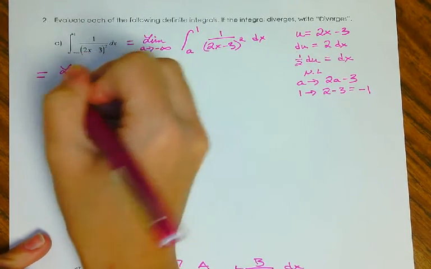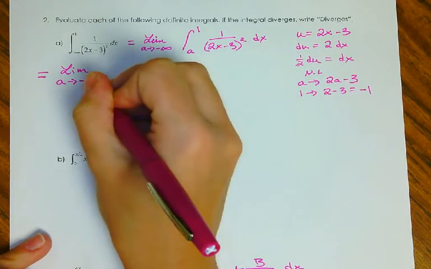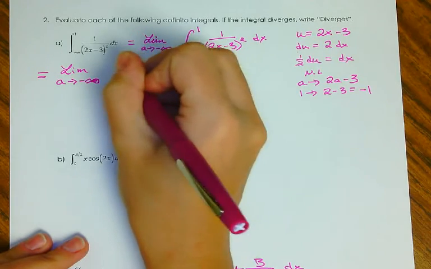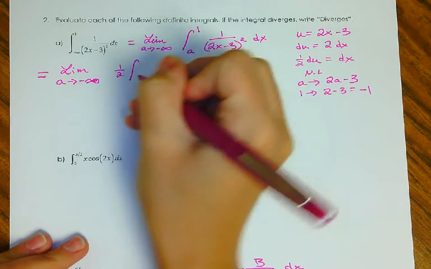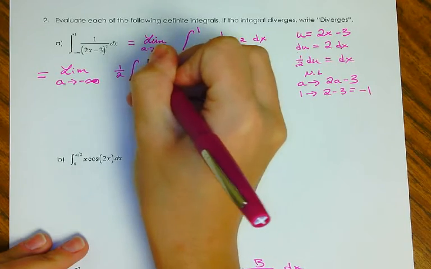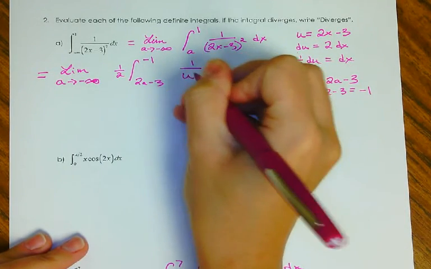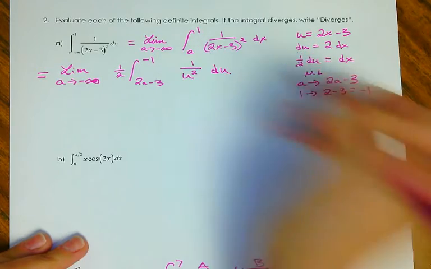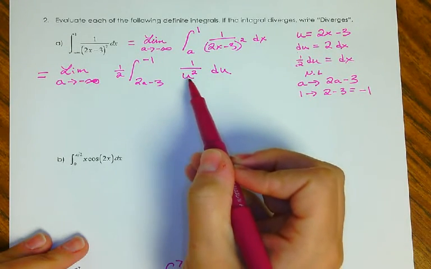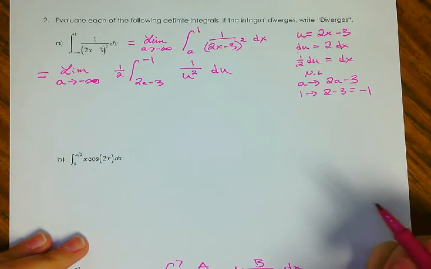Now I'm going to rewrite, so this is equivalent. That limit just drops down. I didn't actually take the limit yet, so you just rewrite it. I still have the limit as a approaches negative infinity, but now it's 1/2 the integral from 2a minus 3 to negative 1, and now I'm integrating 1 over u squared du. If this is a du, that means the variable here has to be a u, and these bounds of integration are now u values.